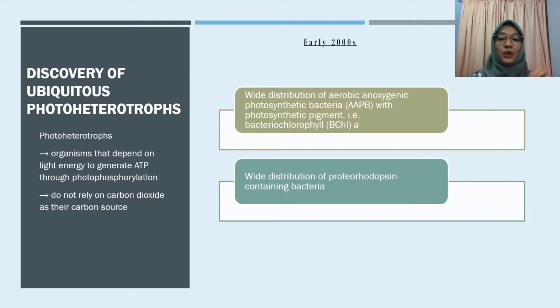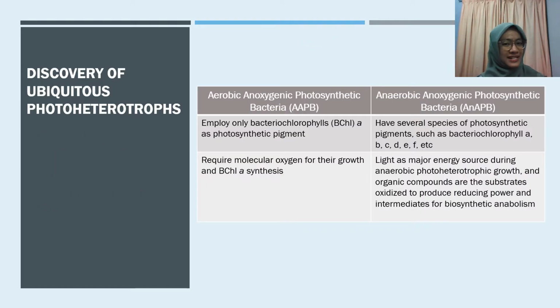The first one is the wide distribution of aerobic anoxygenic photosynthetic bacteria, also known as AAPB, with the photosynthetic pigment bacteriochlorophyll A. The second is the wide distribution of proteorhodopsin-containing bacteria. So, what is AAPB? AAPB is actually derived from the non-sulfur purple bacteria named anaerobic anoxygenic photosynthetic bacteria, also known as NAPB.